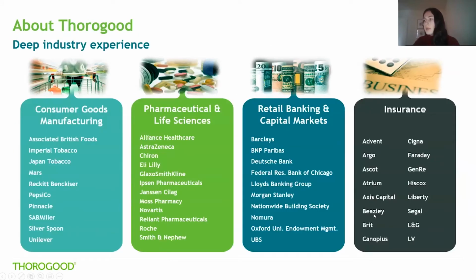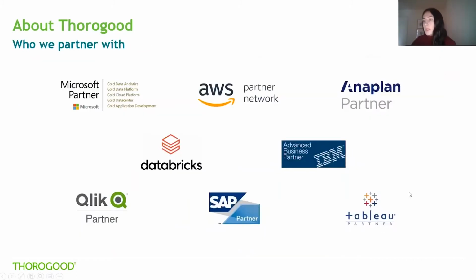In terms of the customers that we work with, we typically work with customers within 4 data-rich verticals: consumer goods, pharma and life sciences, retail, banking, and insurance. We work with a number of customers in each of these areas, and you can see some of their names listed here. In terms of the technologies we work with, we are an independent consulting firm, meaning that we don't work with one specific technology. We do, however, work and partner with many of the key players in the market in order to provide our clients with the solutions that best suit their needs.